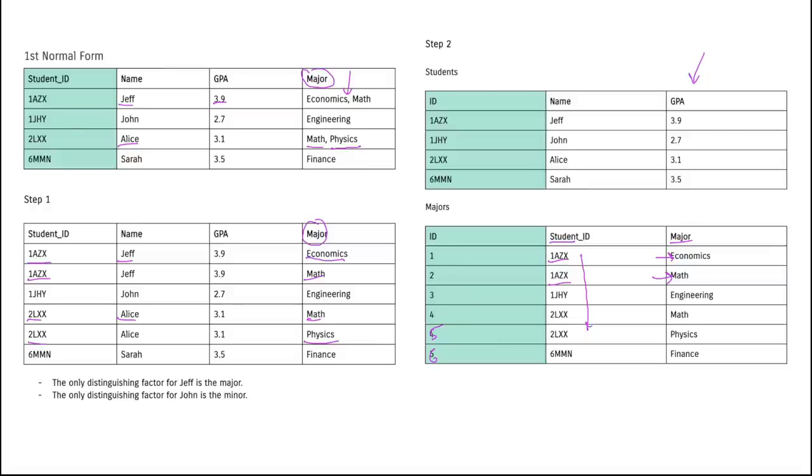We don't have anything that's repeated. We don't have any duplicate values. We have primary keys in all of our tables. And we basically had to create those two tables to rectify this problem right here.